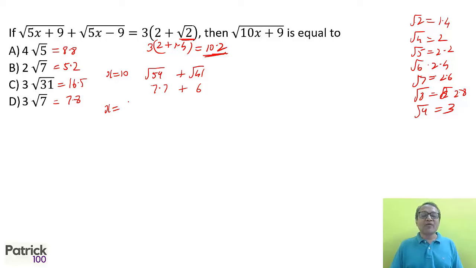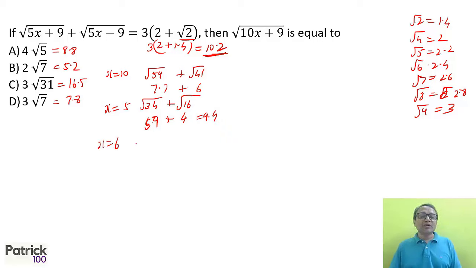So I put x equal to maybe 5. So I put 5: 25 plus 9, root 34; 25 minus 9, root 16. So adding, this becomes 4. And root 34 is a little less than 6, so I need 5.9, 5.8, we are very close to 36. So 9.9. I want 10.2.